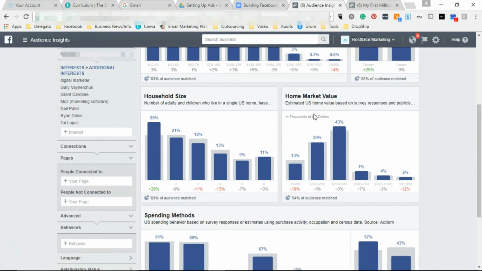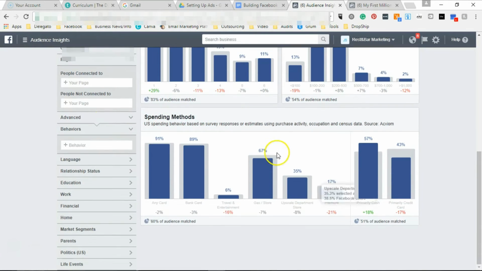Home market value is going to show you what their home is worth, and it looks like the average person here has a higher affinity, goes to around the $200 to $500. What is that? Oh, it's in thousands. I was like, $200, $500. What is that, rent? No, it's in thousands of dollars. Okay, so yeah, this is showing a higher affinity here.